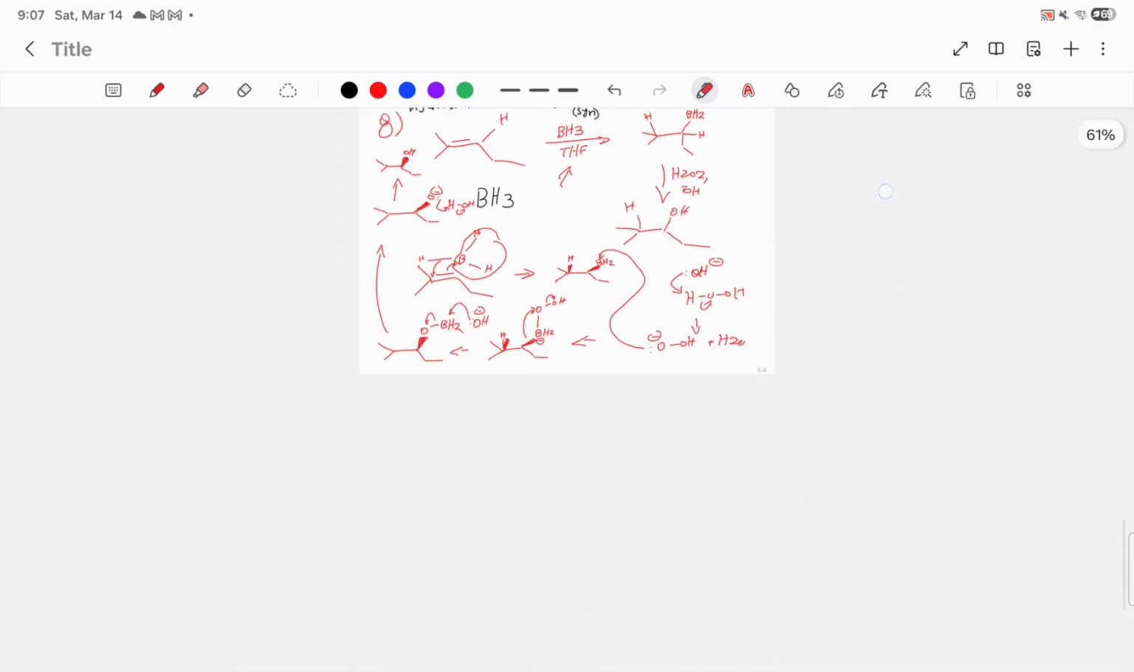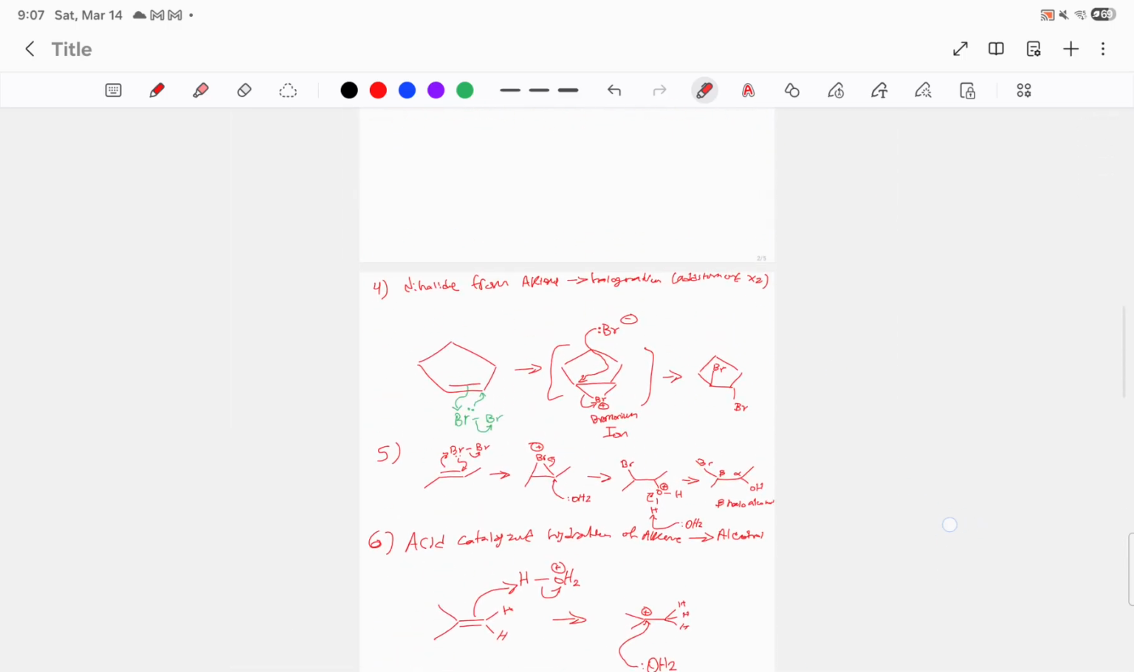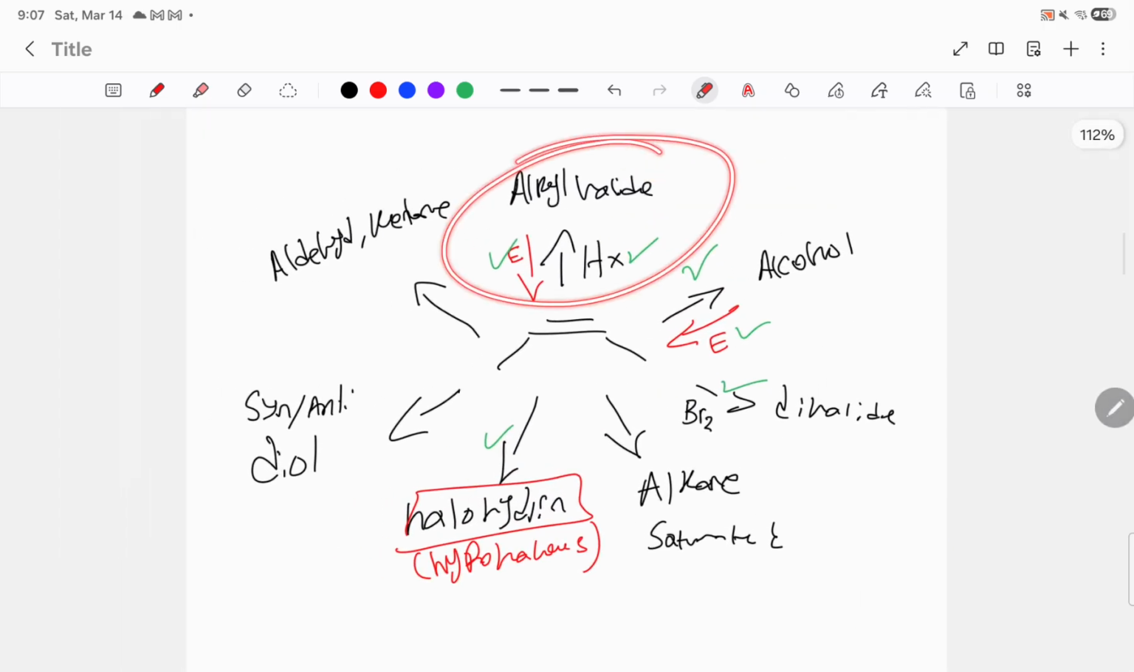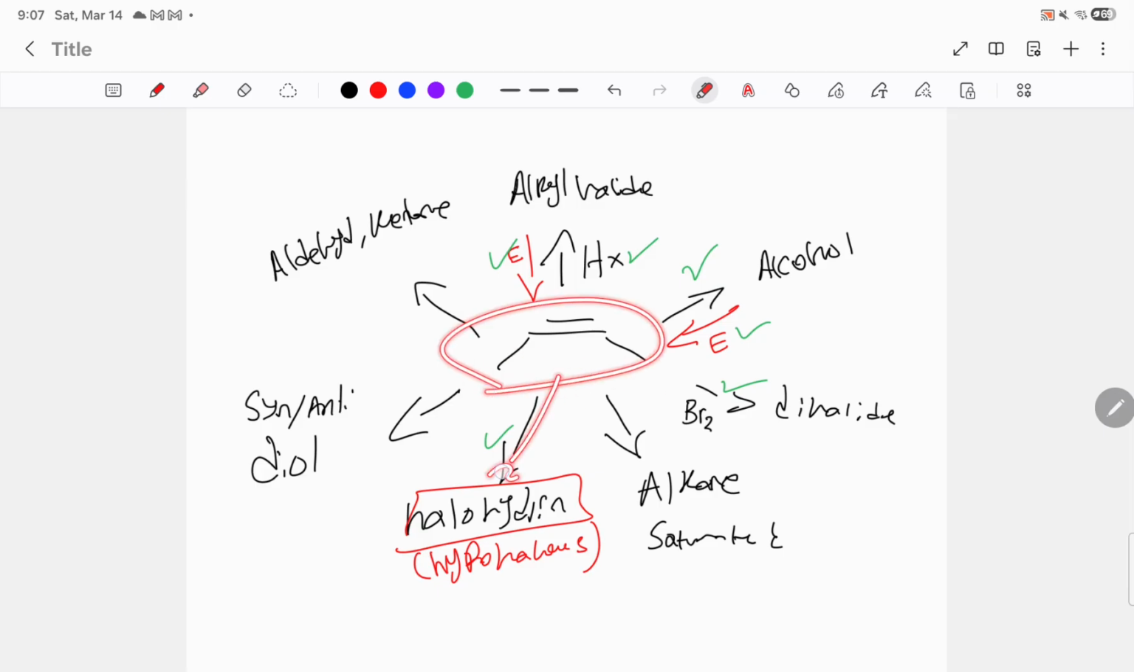Next reaction. So again, I'm hoping that you're keeping up here. We've taken a look at alkyl halide formation, how we go from an alkyl halide to an alkene, and halohydrin formation and how we go from an alkene to a halohydrin. We have talked about dihalide formation. We've talked about alcohol formation, three methods of forming a singular alcohol.